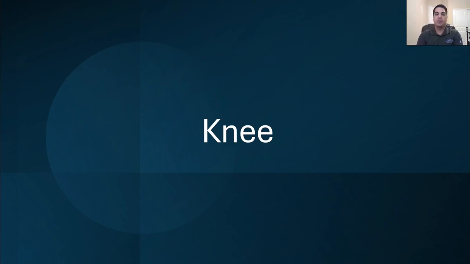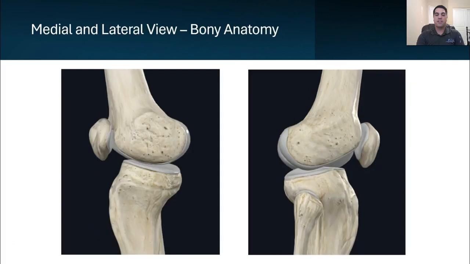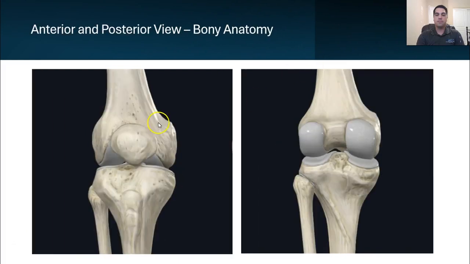The knee is a very popular joint. Generally, when we think of the knee, we think of the tibiofemoral joint. We're also going to cover the patellofemoral and the tibiofibular joints today. So stay tuned for those, but we are going to start with the tibiofemoral joint as that's kind of the knee proper. Here we're just going to look at our bony anatomy.